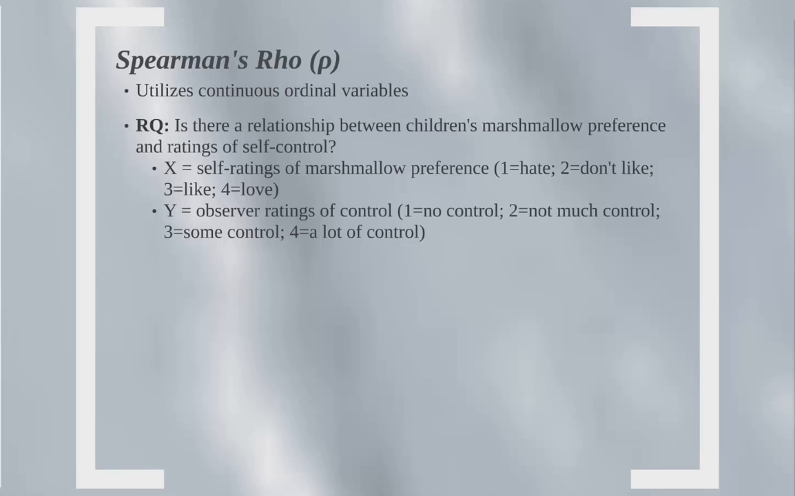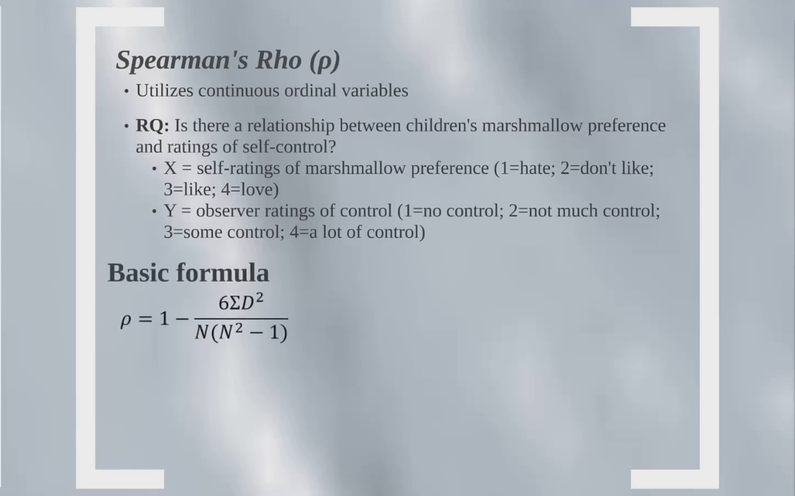And then our y variable is observer ratings of control, right? So let's say we had a group of graduate students observing these children and how they behaved in the setting, and rated their level of self-control. And they rated them on a scale of 1 equaling no control, 2 equaling not much control, 3 equaling some control, 4 equaling a lot of control. So now we have a set of data here to work with based on these two ratings, right? So what we're going to look at is the relationship and the strength of the relationship between these two variables.